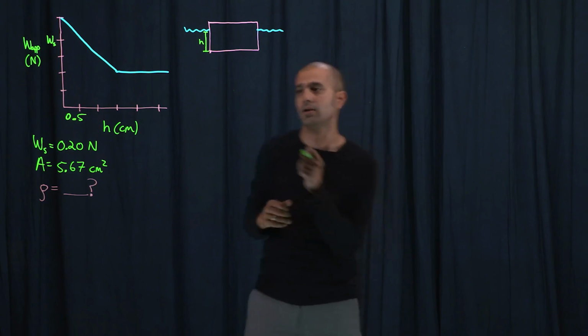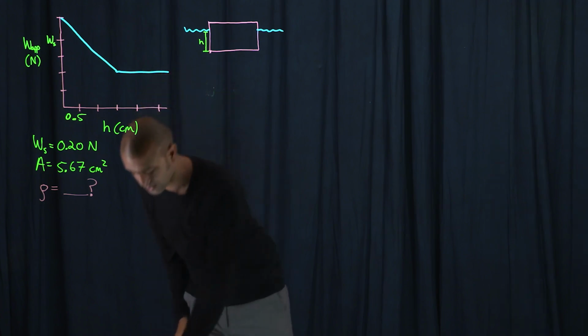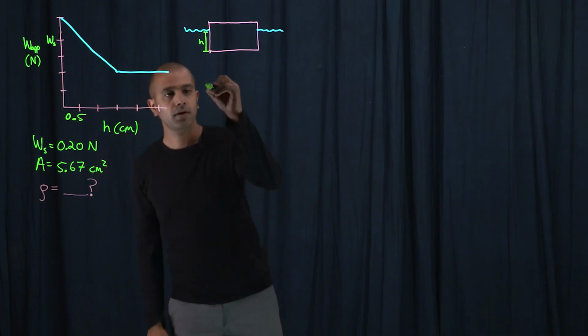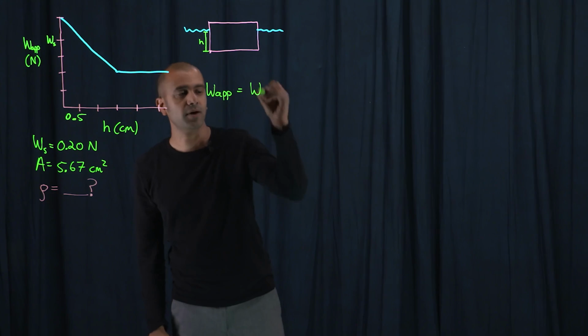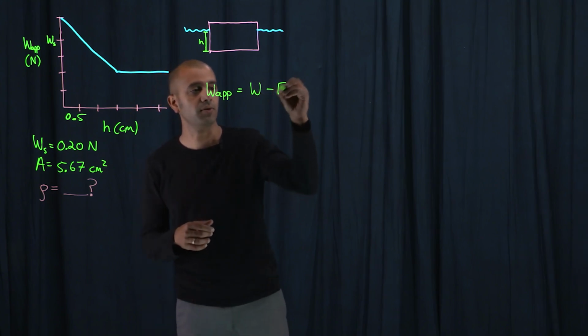So let's start with the equation of the apparent weight, which says that the apparent weight equals the weight of the box outside of the fluid minus the buoyant force.